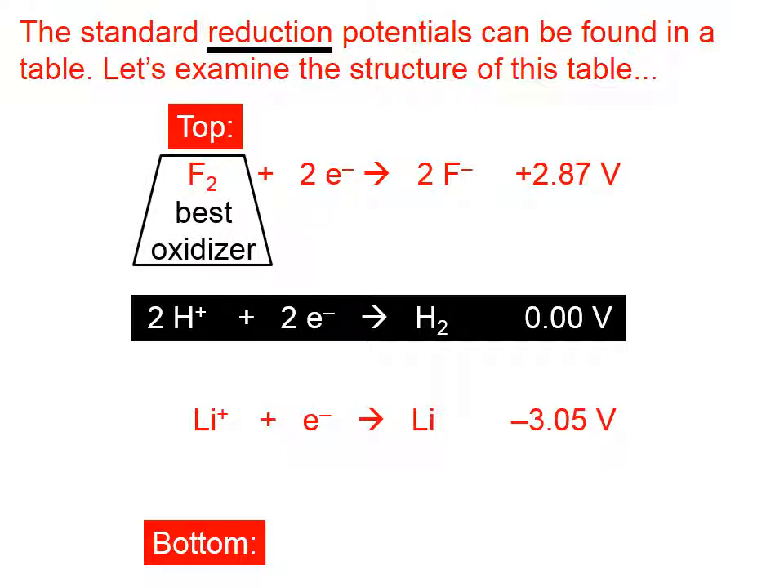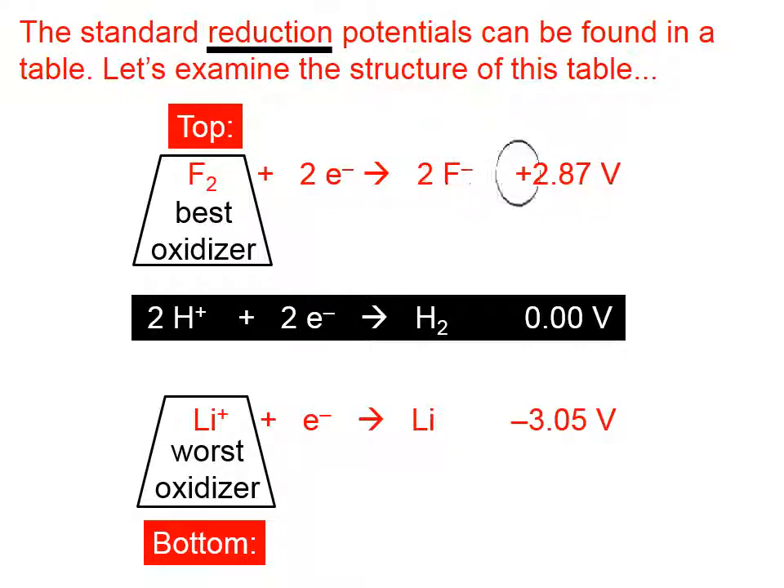Fluorine at the top is the best oxidizer. It is the best at stealing other species' electrons. That is, it is the best at oxidizing other things. Lithium ion at the bottom is the worst oxidizer. It is not at all good at taking other species' electrons. This same sort of story can be told on the product side of these reduction equations.